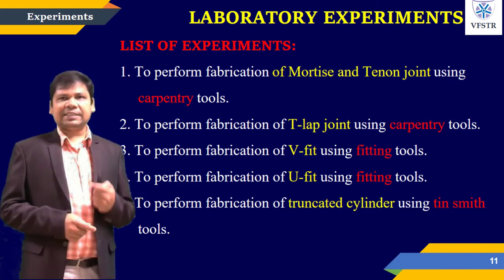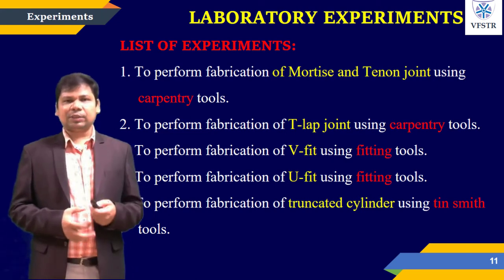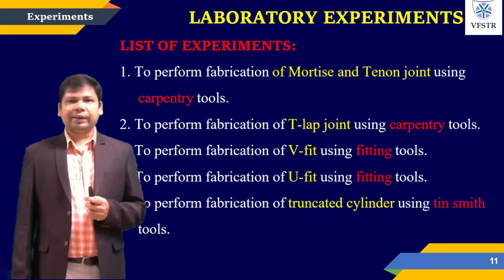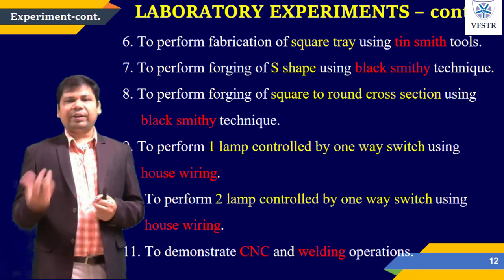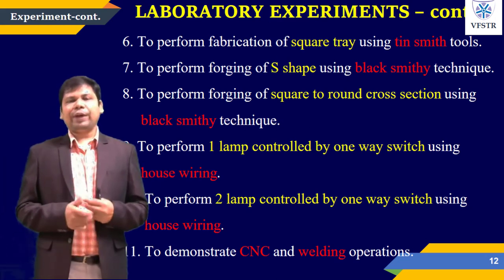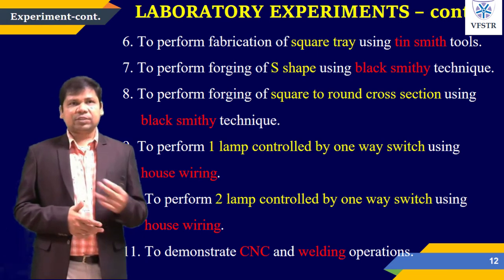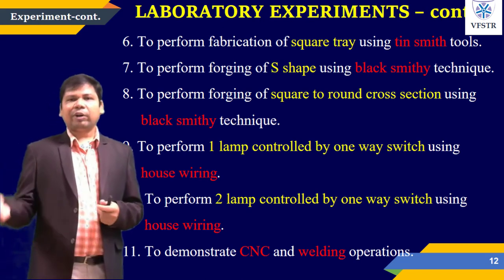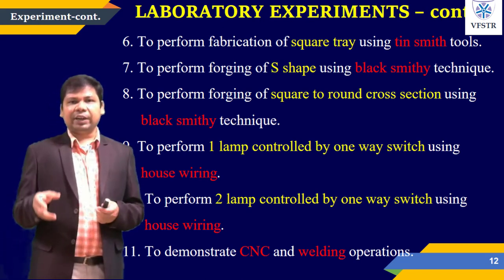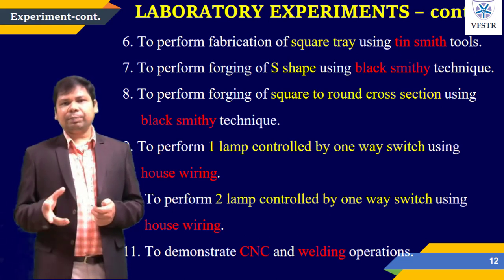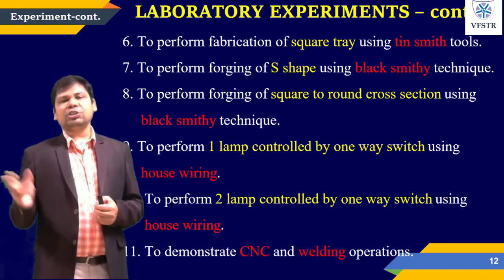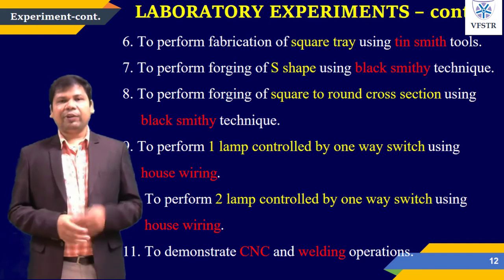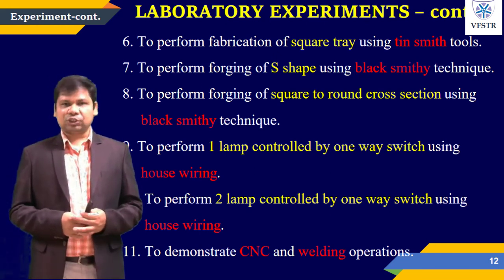The fifth and sixth are related to tinsmithing. The first product is a truncated cylinder, and the next one is a square tray. If you want to make a square tray, how do we develop the procedure? Exclusively in the fifth and sixth experiments, we use the drafter. From the drafter, you develop the drawings of the square tray and truncated cylinder. Based on those drawings, we cut the sheet metal and make the product. So the drafter is required in the tinsmithy workshop.